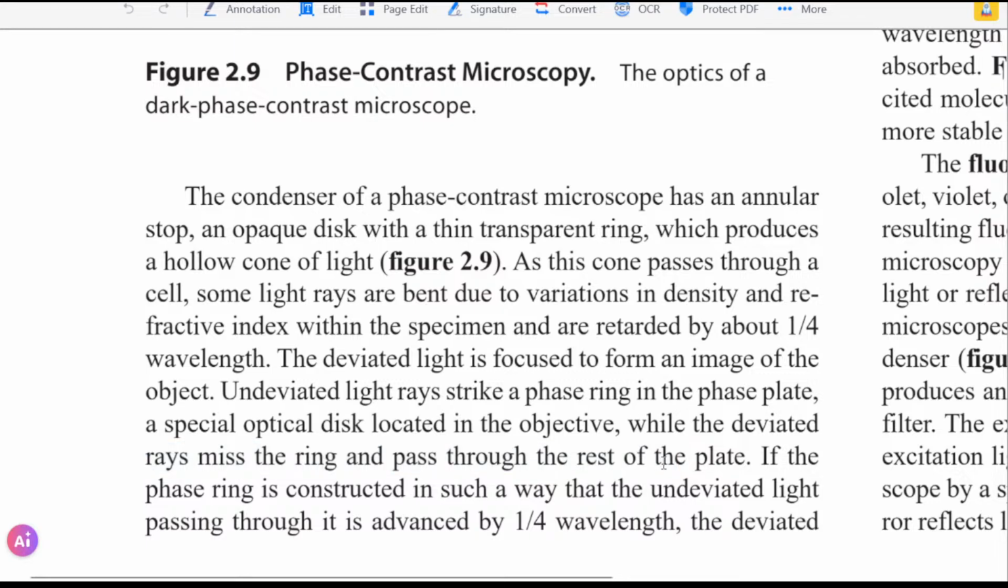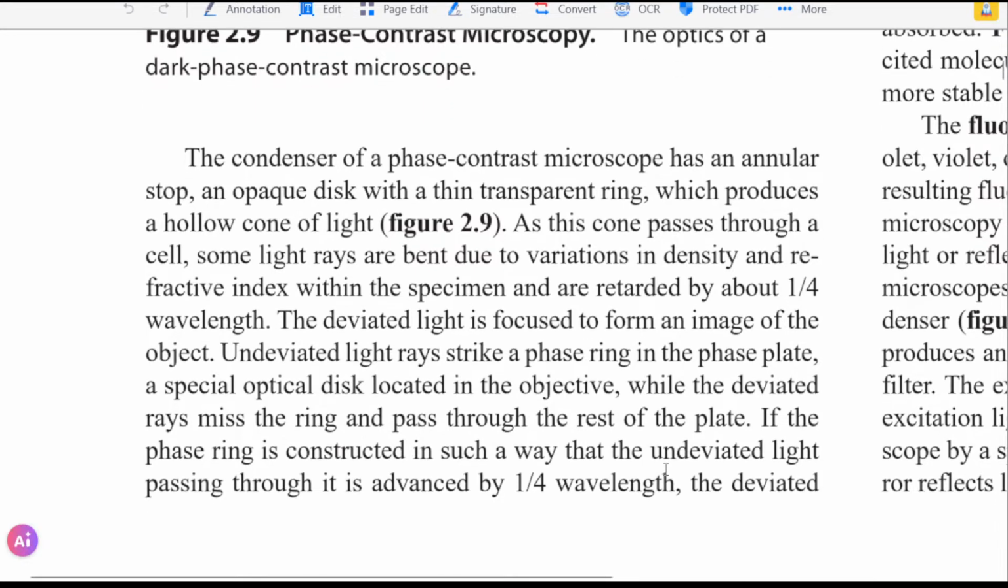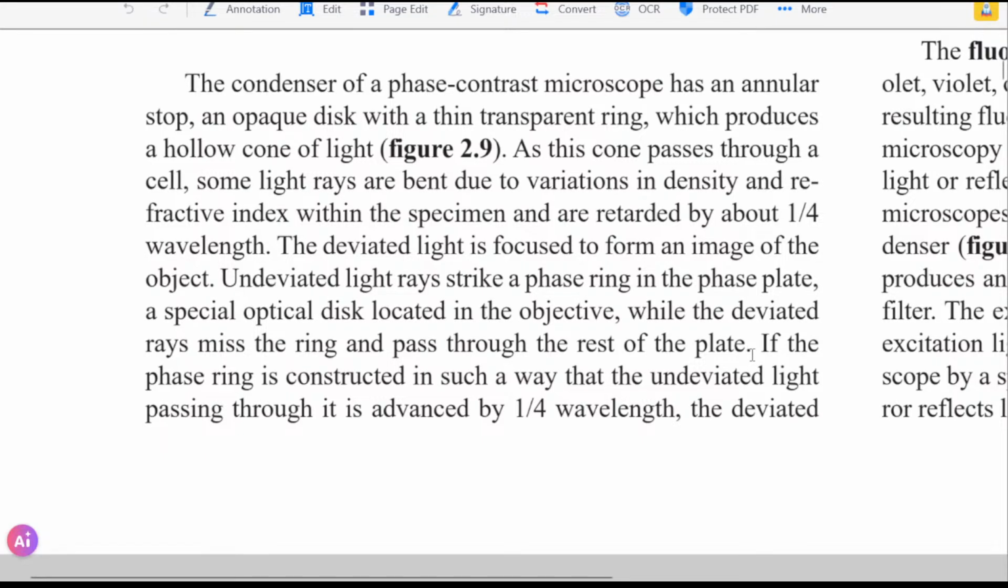It is because their wavelength is changed. They set the phase ring in such a state where they know what kind of wavelength will pass through this phase ring, right? But when the cell density is different in the specimens, their wavelength is changed, retarded by about 1/4 of the total wavelength. So they don't pass through that phase ring. Because they are deviated, they are changed, they are not their original wavelength. And they pass to the rest of the plate, right?